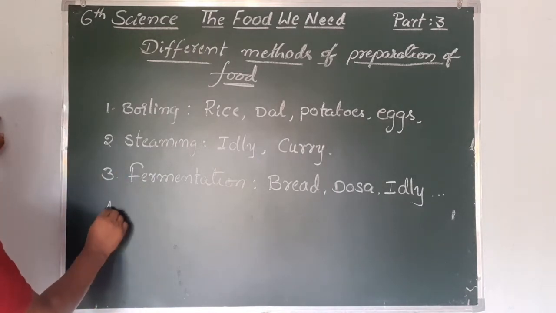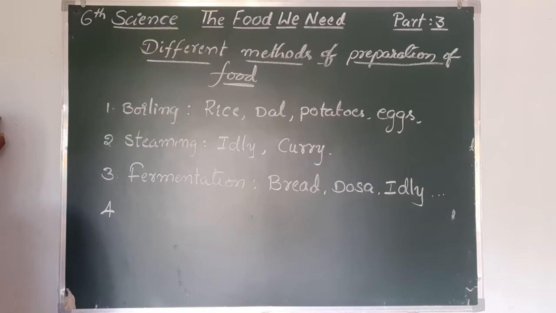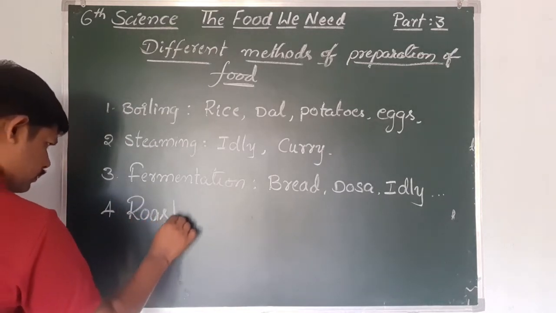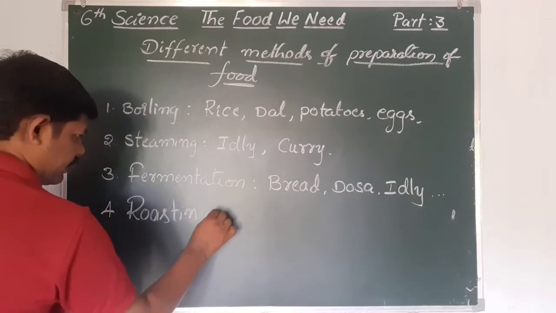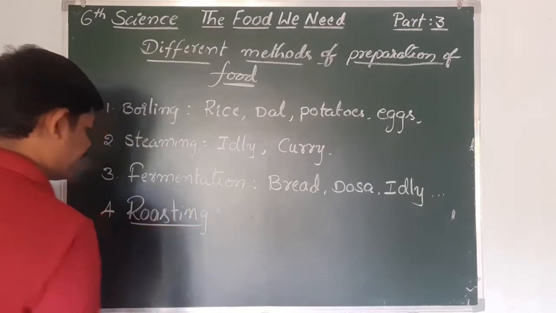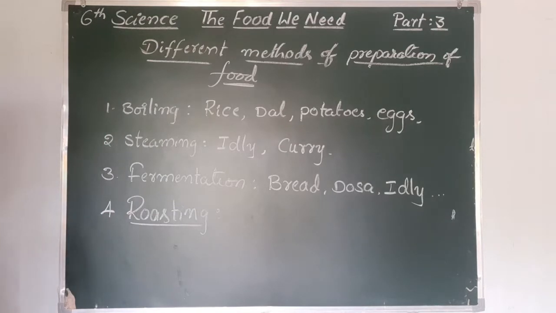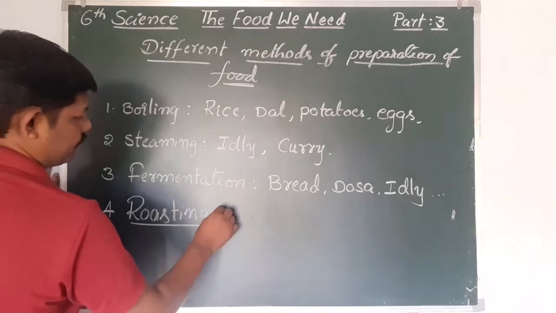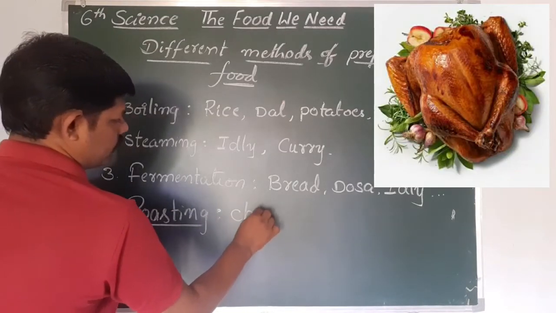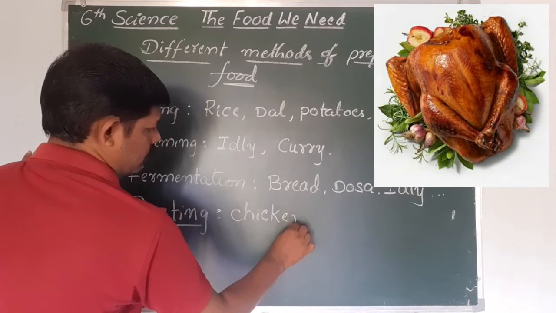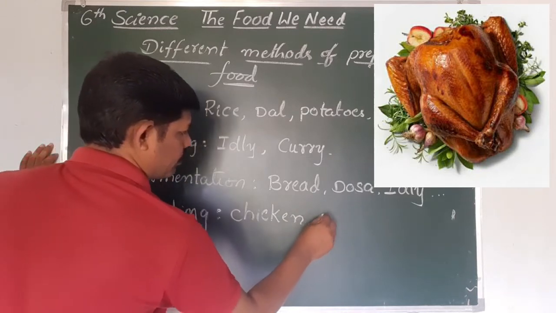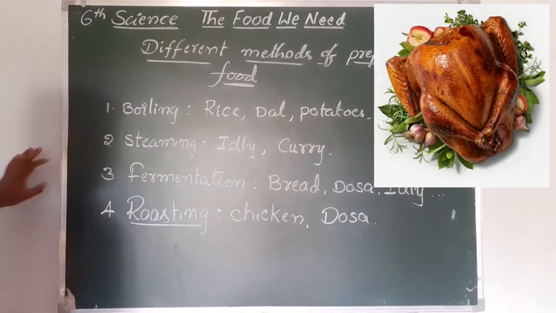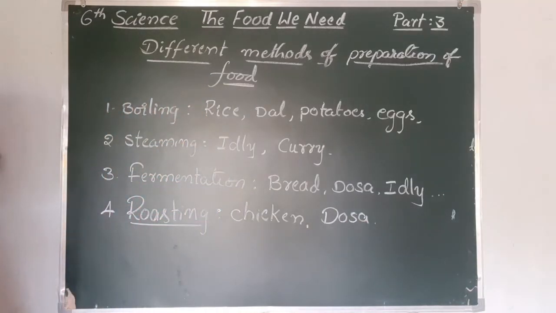And the fourth one, roasting. What food items do we prepare by the method of roasting? Give some examples. Roasting: chicken roast, and dosa also we can prepare by the method of roasting.